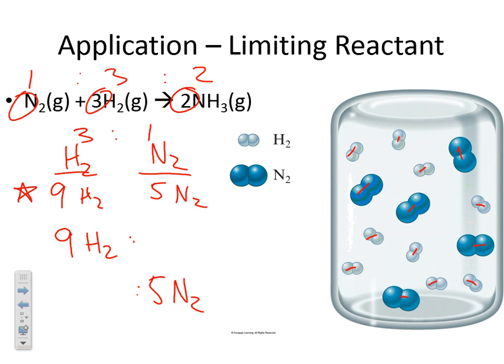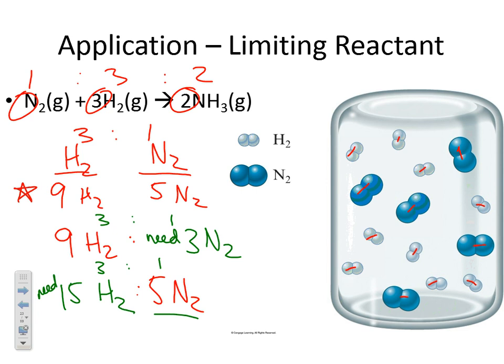i.e. 9 hydrogens. If we're basing this off of the 3 to 1 ratio, 9 hydrogens would need 3 nitrogens. Likewise, 5 nitrogens would need 15 hydrogens. If you're taking each number separately or thinking about how much you need, notice that we do have this, right? We have that in the box, but we do not have 15 hydrogens.